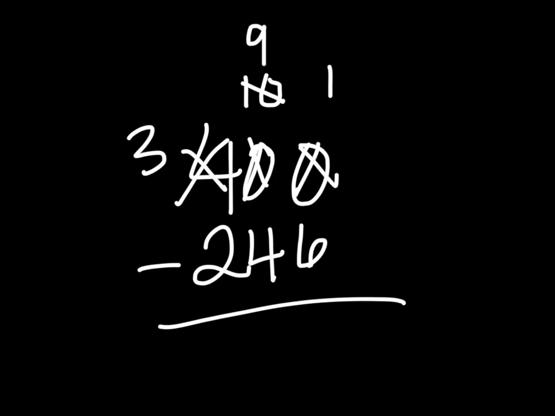There's nothing there. We can't borrow from our tens. There's nothing there again. So our 4 turns into a 3. Our 10, because we're borrowing 100, turning it into 10 tens, turns into a 10. That 10 again, we're going to borrow 1 ten and turn it into 10 ones. 10 minus 6 is 4. 9 minus 4 is 5. And 3 minus 2 is 1. So our answer for that problem is 154.